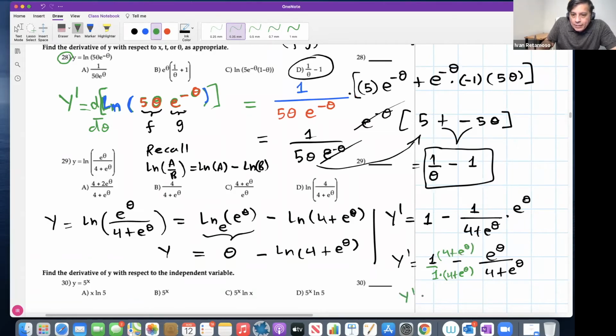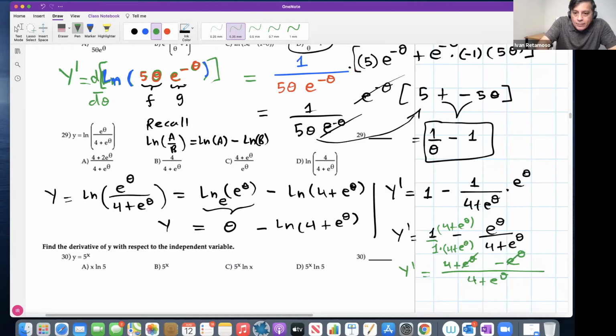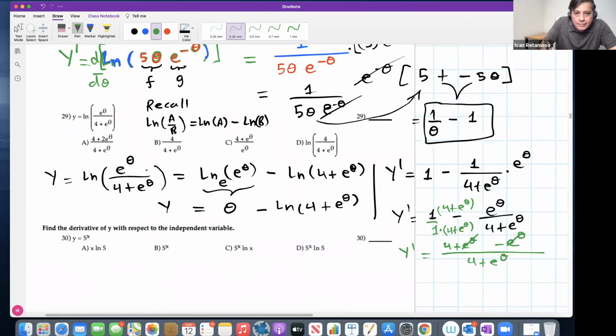You will get y prime equal, on the top, 4 plus e to the theta minus e to the theta. Good news here, this cancels. 4 plus e to the theta on the bottom. So this cancels, and we get the answer, right? The answer will be 4 over this, 4 over this, right? So look for that, it's here. Right? Very good, guys, very good.